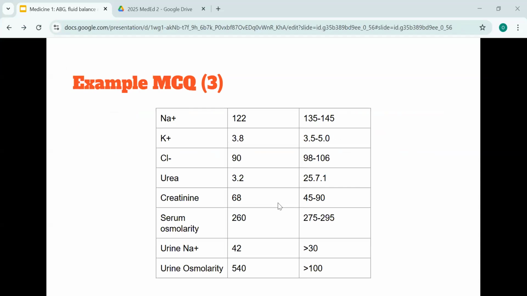So we do our bloods and these results come back. Briefly have a scan over them, try and highlight what's wrong in your own head.